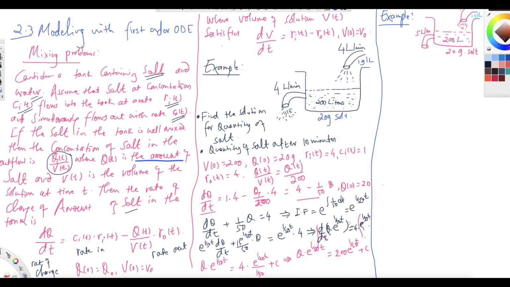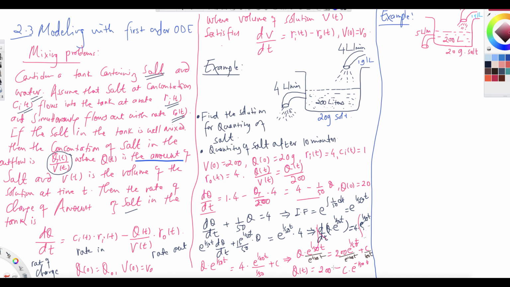Now divide both sides by e to the 1/50 t, exactly the same technique we are using. So what do you get? You get Q(t) equals 200 minus C times e to the negative 1/50 t. That's what you get. Okay, guys.